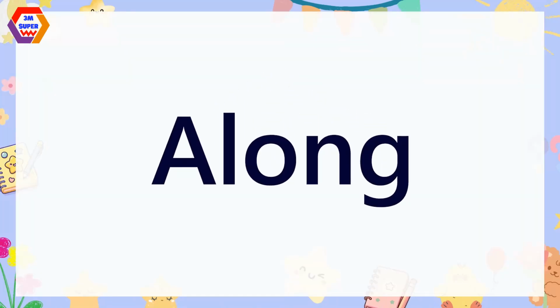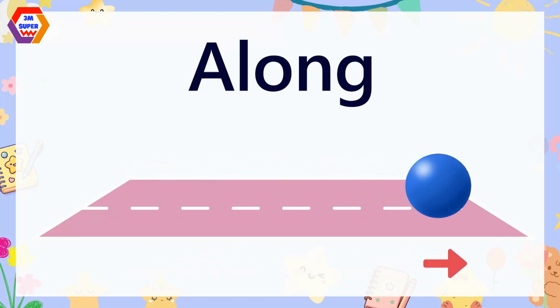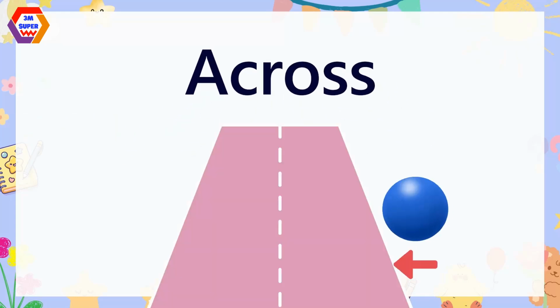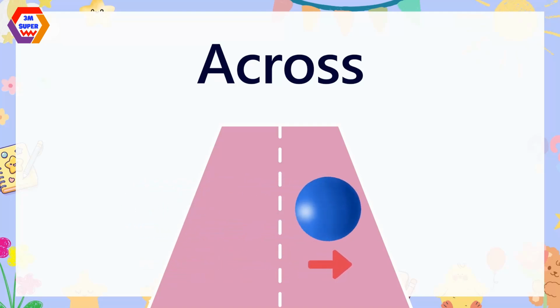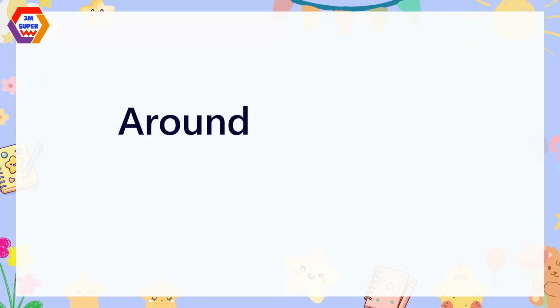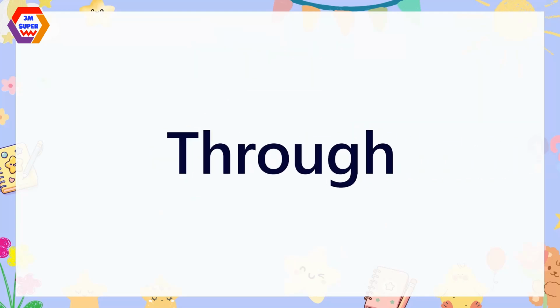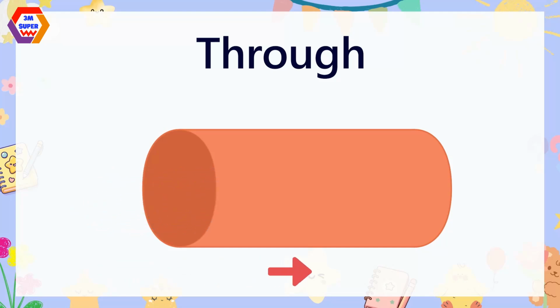We use the preposition along to show movement in a constant direction. We use the preposition across to show movement from one side to the other. We use the preposition around to show movement on each side of something, or direction surrounding something or somebody. We use the preposition through to show movement from one end of something to the other.